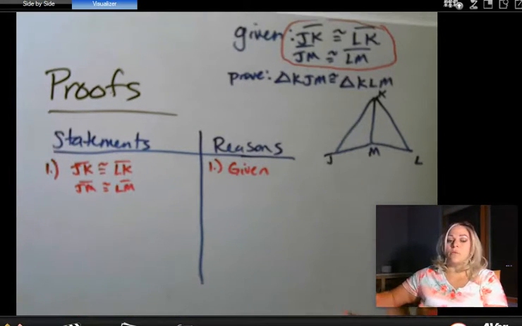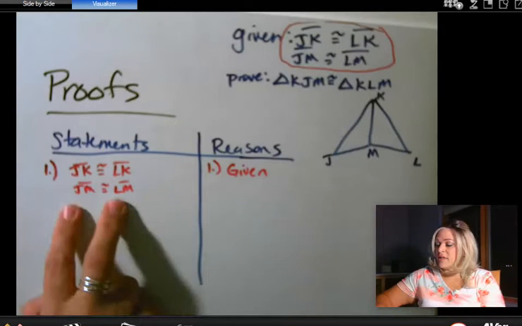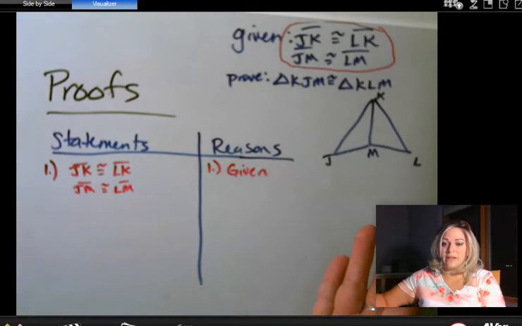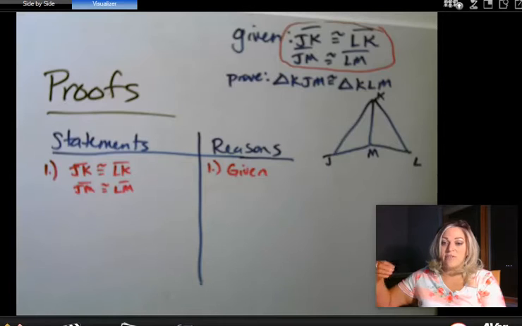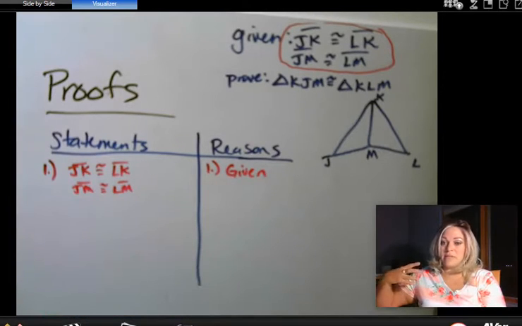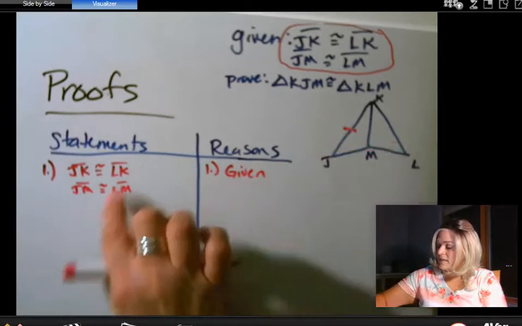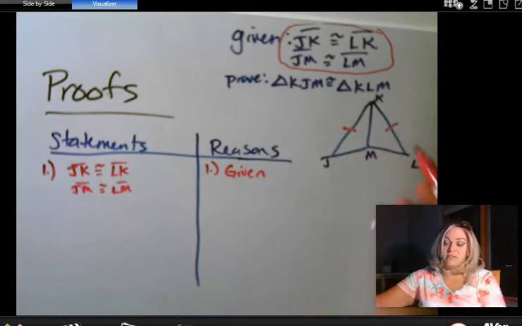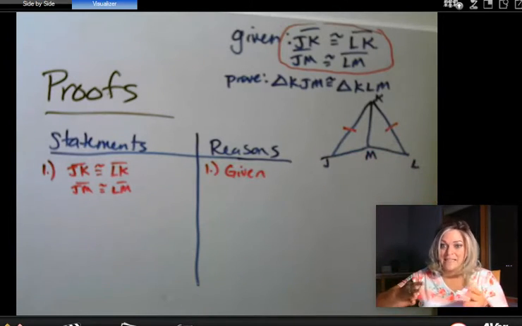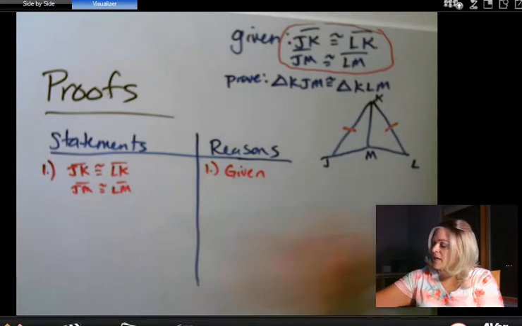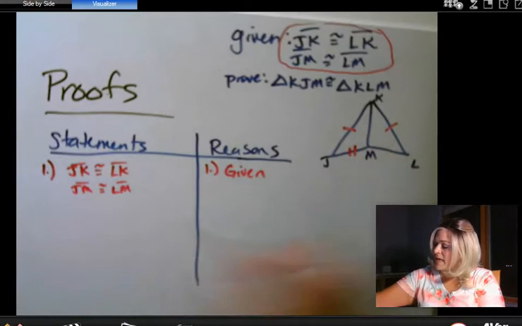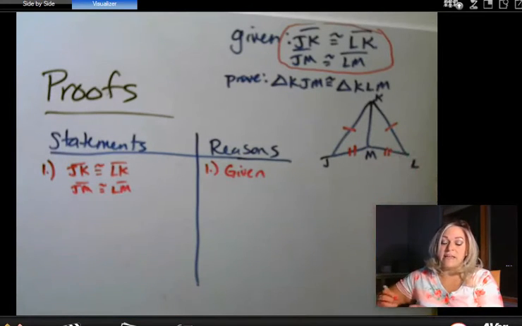All right. So once I have my given, I look at my given and say, okay, well, so what? So you have to visually see it. Most students who see it can do it. So what I'm explaining is seeing it, like literally seeing it on the picture. So JK is congruent to LK. Oh, there's my tick marks. I literally see that they're congruent. And then JM is congruent to LM. I can literally see they are congruent.